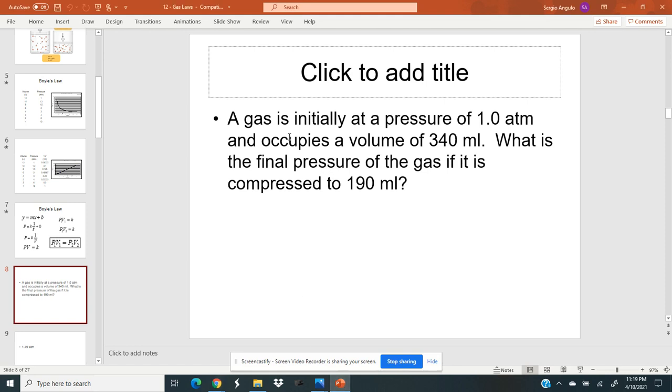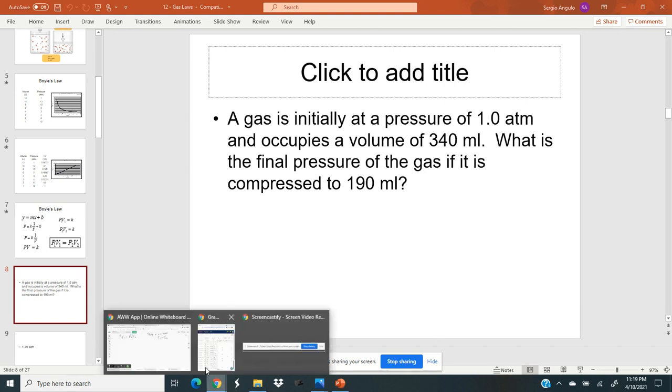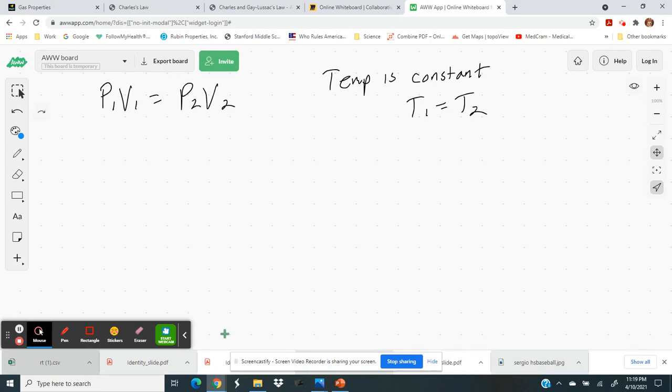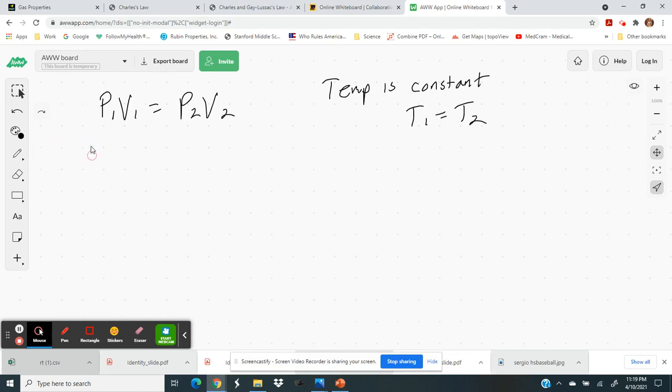The problem, once again, was: a gas is initially at a pressure of 1 atmosphere and occupies a volume of 340 milliliters. So we have a gas that is initially, so that means it's P1. Let me change the color back here. P1 is equal to 1 atmosphere. V1 is 340 milliliters.